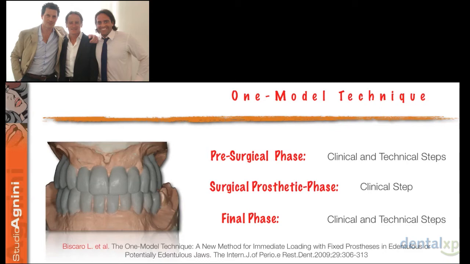It's called the one model technique because the peculiarity of this technique is that we're going to have one model from the beginning till the end. We're going to have all the volume, all the information that we collect at the beginning, which is going to help us and help Luca in defining the right spaces, the right volume, and the right proportion of the final restoration. And we're going to see it step by step.